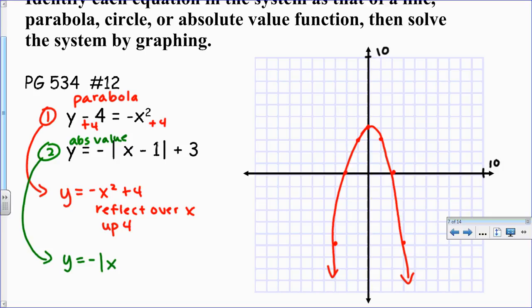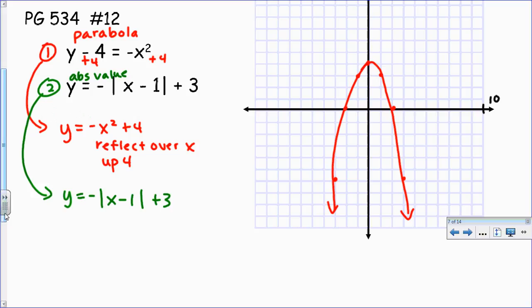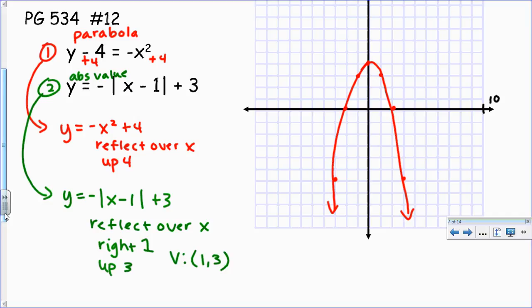So let's talk about the transformations here. The negative out front, again, means you reflect over x. The minus 1 inside means you shift right 1, and then the plus 3 is up 3. So that's also where my vertex will be. Like for the parabola, my vertex would be at 0, 4.